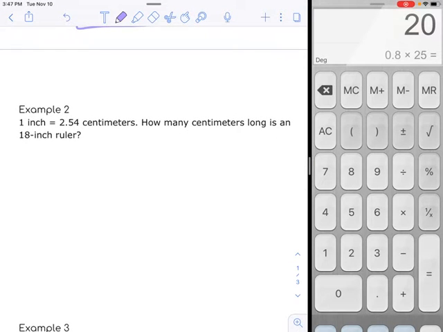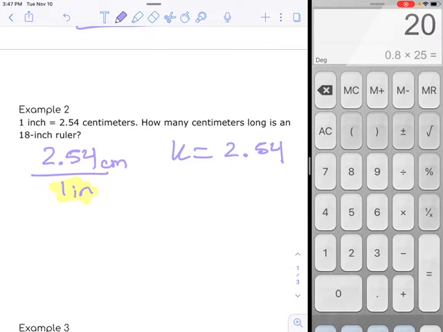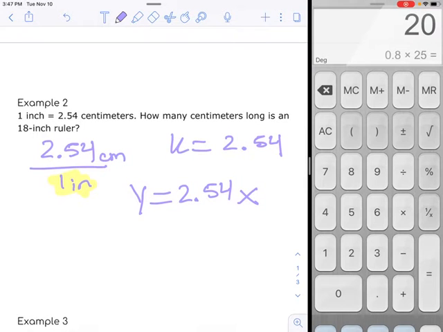So 1 inch equals 2.54 centimeters. How many centimeters long is an 18-inch ruler? Because I've already found the rate per inch, I have my constant of proportionality. So my constant here is 2.54. So I know my equation, y equals 2.54 times x. Now it's saying I have an 18-inch ruler. So how many centimeters am I going to have?